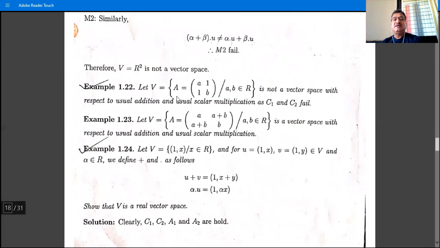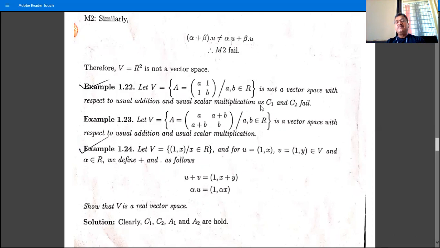So next, let V be the set of 2 by 2 matrices of this type: (A, 1; 1, B). So these off-diagonal entries are fixed, and A, B are real numbers. So obviously this V is a subset of the set of all 2 by 2 matrices, that is M2 by 2 R. It is not a vector space with respect to usual addition and usual scalar multiplication, as C1 and C2 fail. Out of these two properties, give any one example.